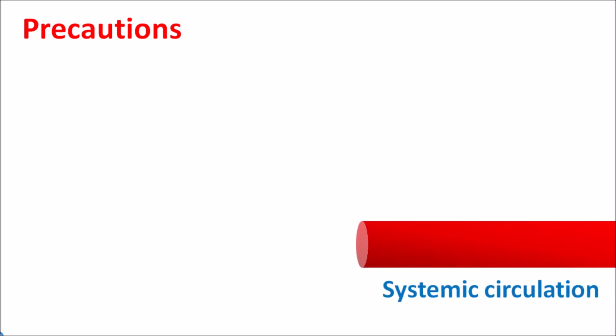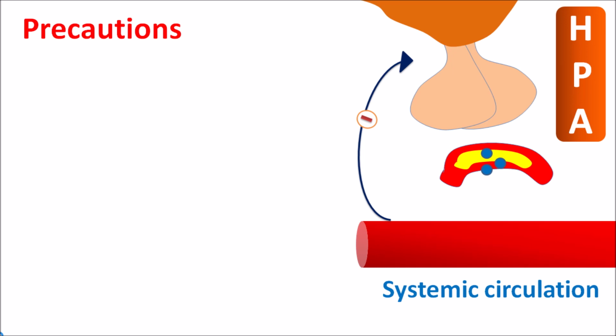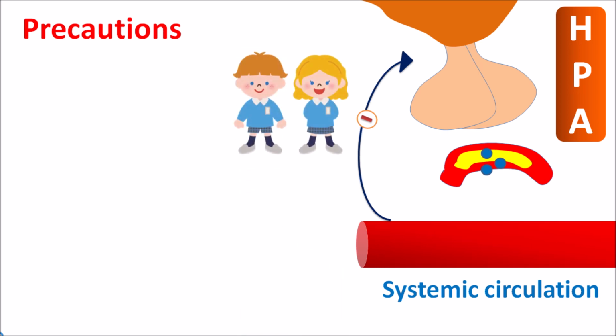Now let us see the precautions of this drug. One of the important precautions of prednisone is that when this drug enters the systemic circulation, it can suppress the HPA axis, the hypothalamus, pituitary and adrenal axis, resulting in decreased cortisol levels. This affects both adults as well as children. In children, mental retardation can be observed with suppression of the HPA axis.